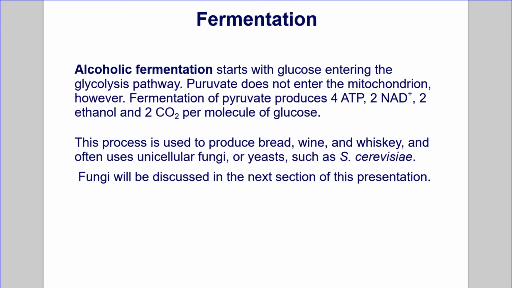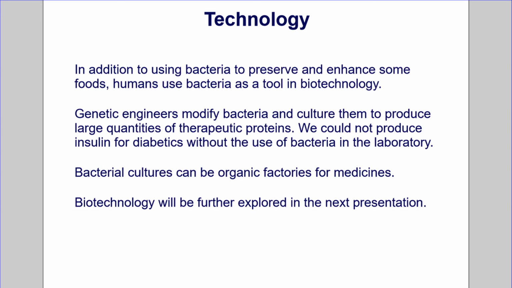Alcoholic fermentation starts with glucose entering the glycolysis pathway. Pyruvate does not enter the mitochondrion, however. Fermentation of pyruvate produces 4 ATP, 2 NAD+, 2 ethanol, and 2 CO2 per molecule of glucose. This process is used to produce bread, wine, and whiskey, and often uses unicellular fungi or yeast, such as S. cerevisiae. Fungi will be discussed in the next section of this presentation.